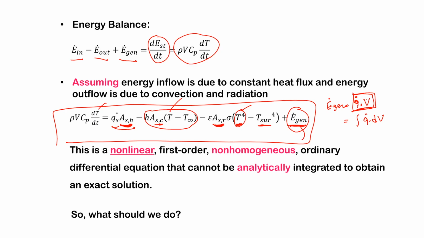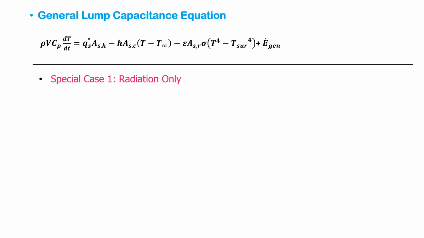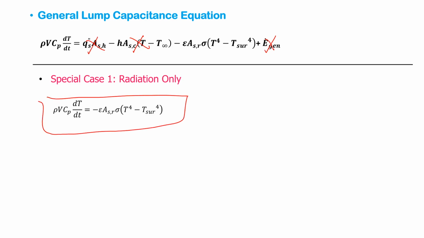But we have some special cases. In reality, you will never have all of these four terms at the same time. So now let's talk about special cases. Let's say we have a situation where we only have radiation, radiative cooling. So we don't have convection, we don't have constant flux, we don't have generation. This is the equation that describes the lumped capacitance analysis for the radiation-only situation.